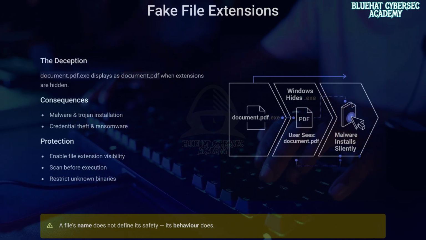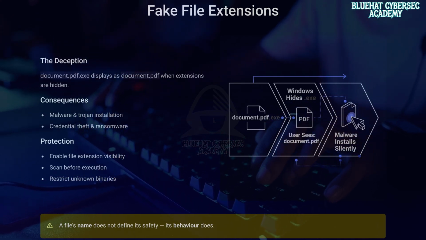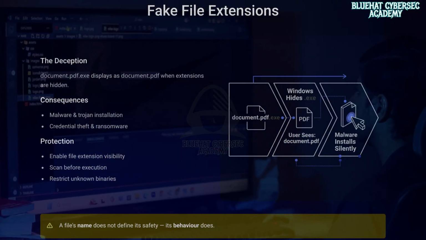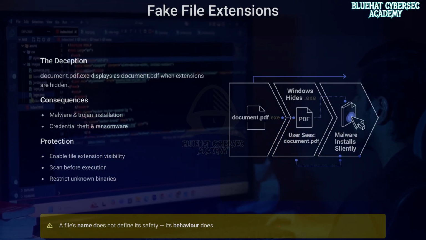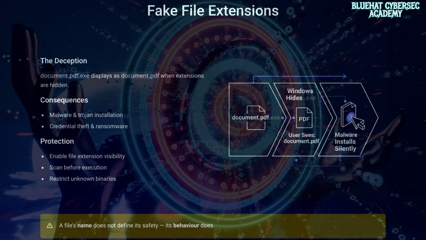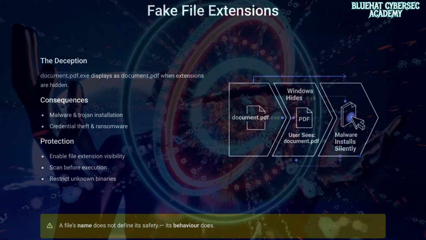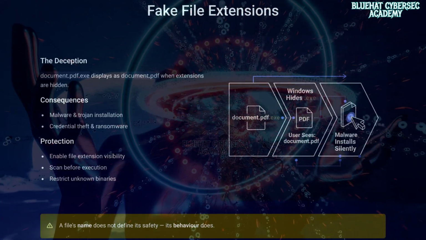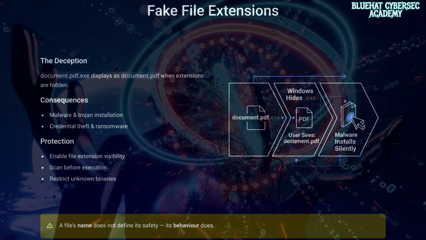Users fall for this because familiar icons imitate trusted file types, double extensions create confusion, and social engineering techniques increase user trust. The consequences can be severe. It can lead to malware installation, a system compromise through Trojans, or credential theft and ransomware infections. That's why protection is important.